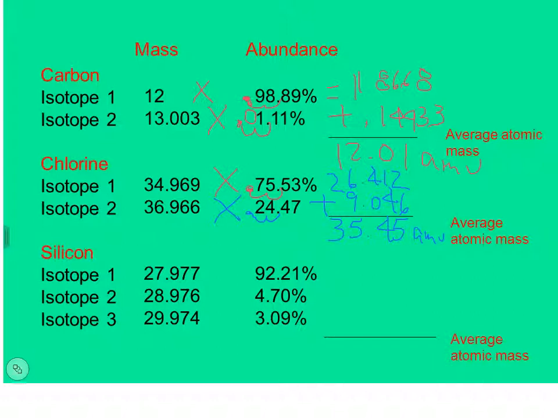One more example. Let's do silicon. It has 3 isotopes. So step 1, move the percent to a decimal, multiply across, we get 25.798. Take this percent, change it to a decimal. You have to add a 0 in front, multiply across. 1.3619. Again, take the percent, change it to a decimal. You have to add a 0 for this one. Multiply across. 0.9262. Next, we add down. 28.09, and then you must have units, AMUs, atomic mass units.